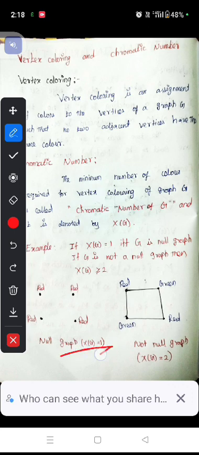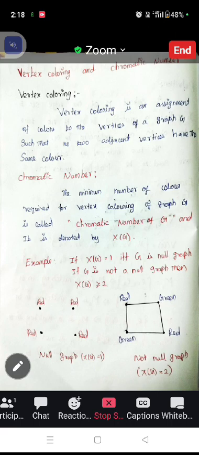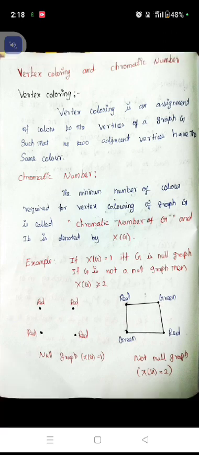Then we go to the next one. Chromatic number. What is chromatic number? It is the minimum number of colors. In a graph, we use the minimum number of colors. It is called the chromatic number. It is denoted by psi of G.